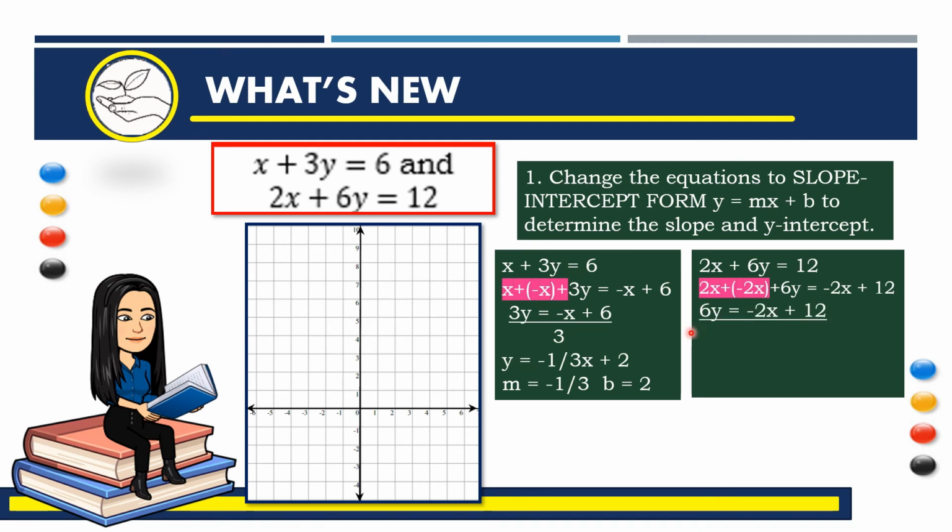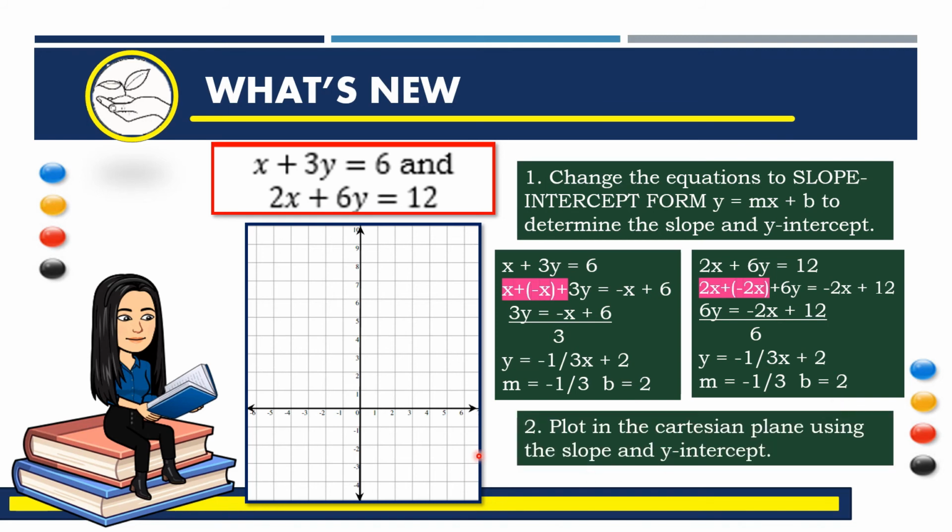And your equation will now become 6y is equal to negative 2x plus 12. And let's divide both sides by 6 so that we can cancel 6 and we will have the form y equals mx plus b. So the answer would be y is equal to negative 1/3 x plus 2, wherein our slope is equal to negative 1/3 and our y-intercept is equal to positive 2.